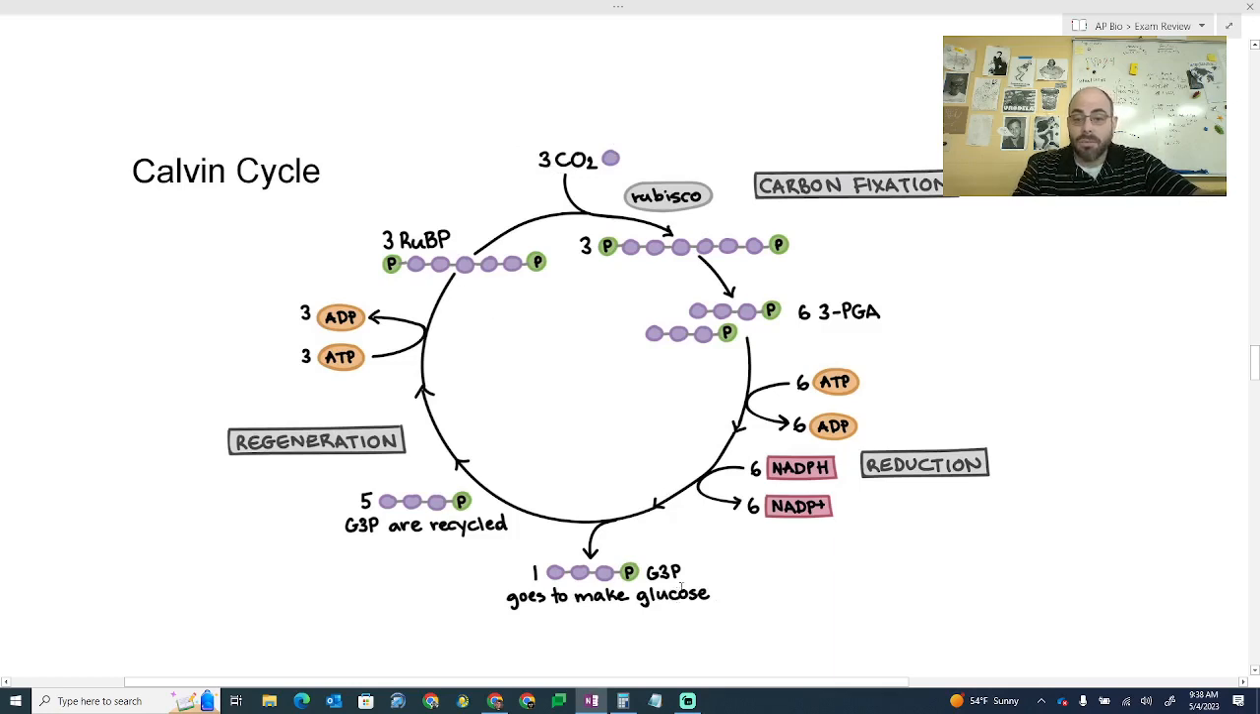Where does it get that energy? Well, it gets it from the ATP and NADPH that are made in the light-dependent reaction. So here comes ATP, here comes NADPH, and there's 6 of them. Why are there 6 of them? Well, because there's 6 carbons in the glucose. Each one of those carbons is going to be energized. You can think of it that way.